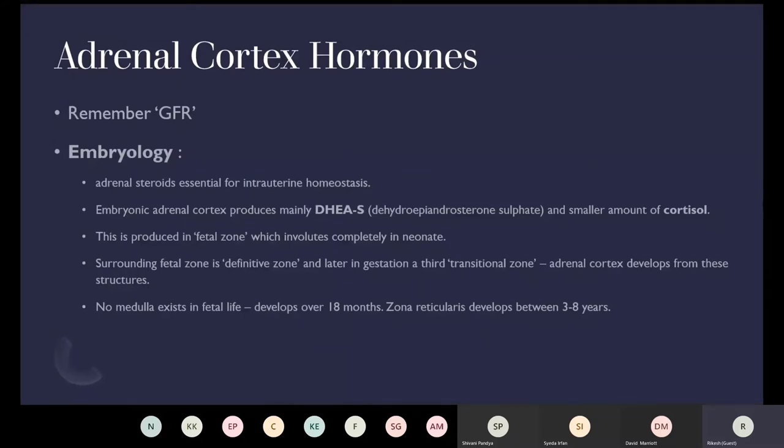Surrounding this fetal zone, you get a definitive zone, and later you get the transitional zone, and the adrenal cortex actually develops from those structures. The medulla doesn't exist in fetal life. It develops over about 18 months. And then the zona reticularis, which is where the androgens are produced, develops between 3 and 8 years. So you may want to completely ignore that. I don't know how much detail we need to know that in, but yeah.